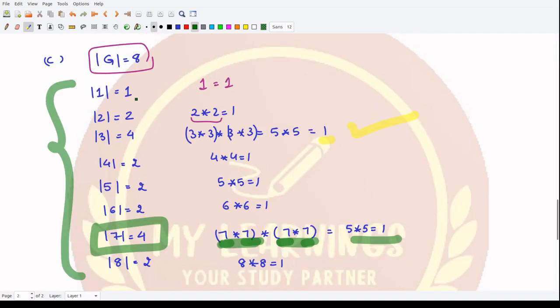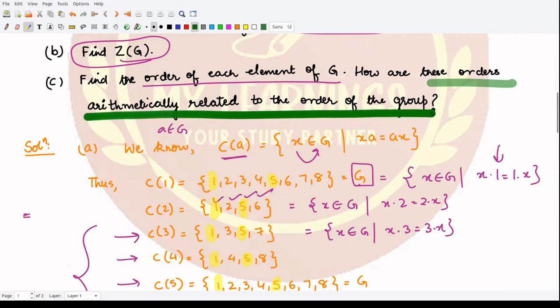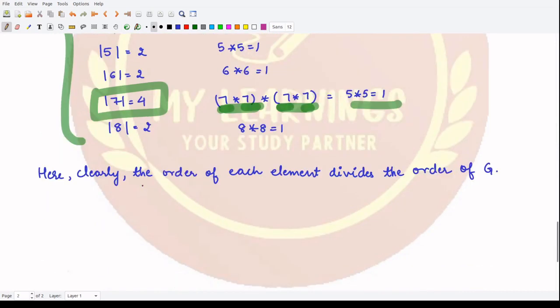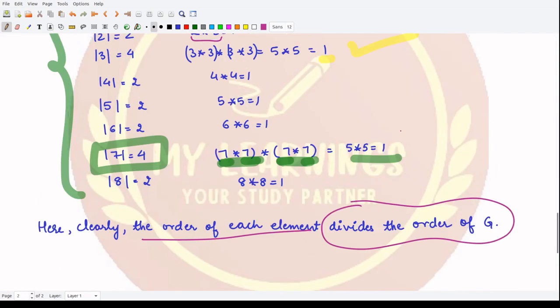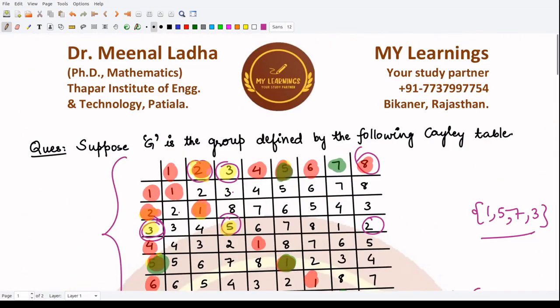The order of the group is 8. The next question they are asking is, how are these orders arithmetically related to the order of the group? You can very clearly say that the order of each element divides the order of the group G, and this is the answer to this particular question. So I hope you understood this question well.